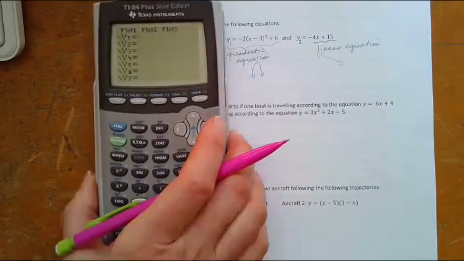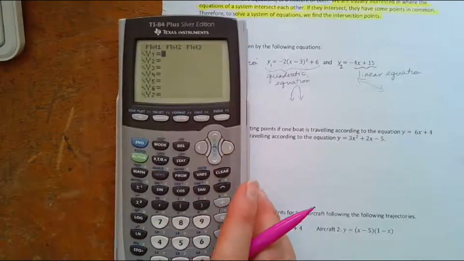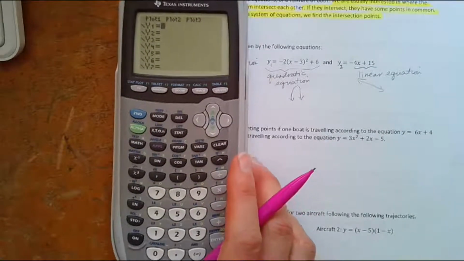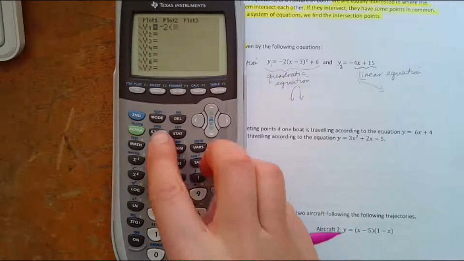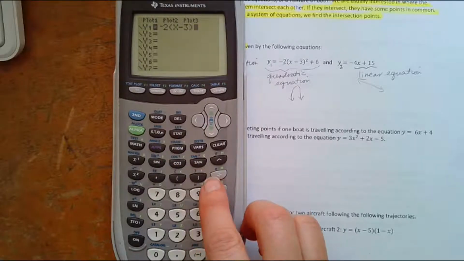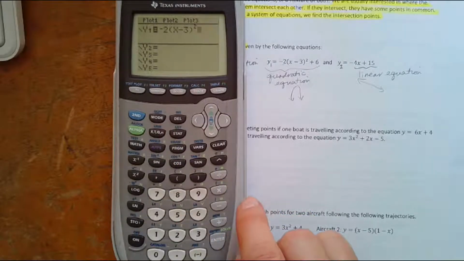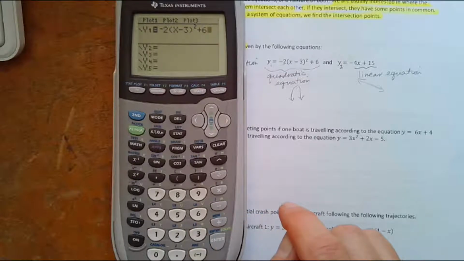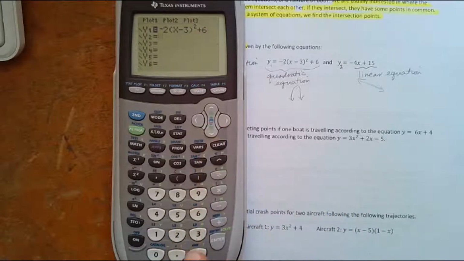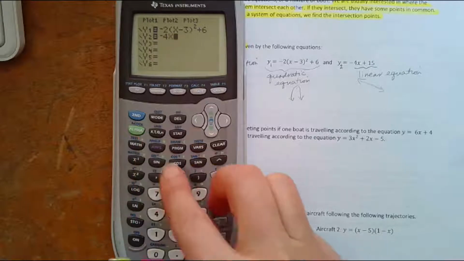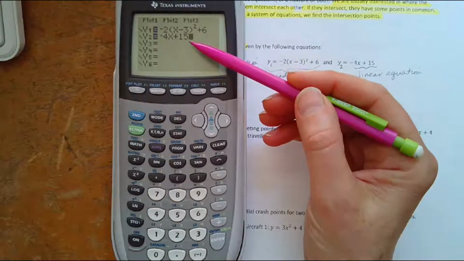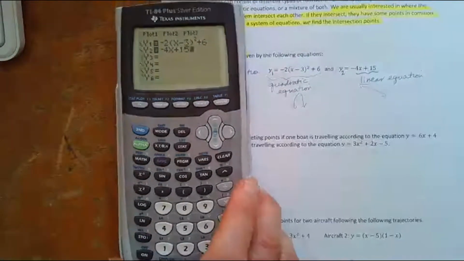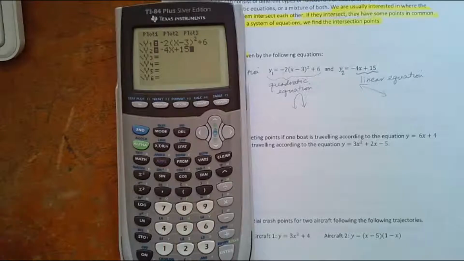So I'm going to move my calculator up so you can see exactly what I'm doing. So I've got a -2 bracket, x subtract 3, close bracket, squared, plus 6. And then I'm going to move to my y2 statement. I have -4x plus 15. So there's my quadratic, there's my linear. I don't know about the windows yet, so I'm just going to wait and see what happens.